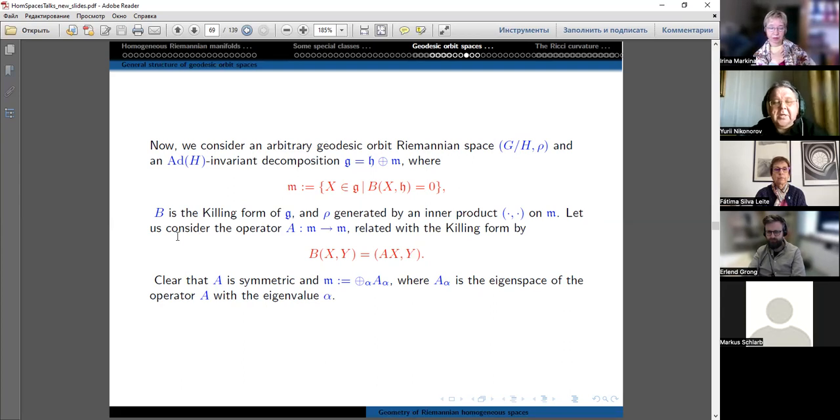Then let's consider an operator A related to the Killing form by this formula. In some sense, it's a Killing operator. This operator is symmetric, and we have a decomposition of M into the eigenspaces of this operator with respect to various eigenvalues of this operator. It's a very usual thing.